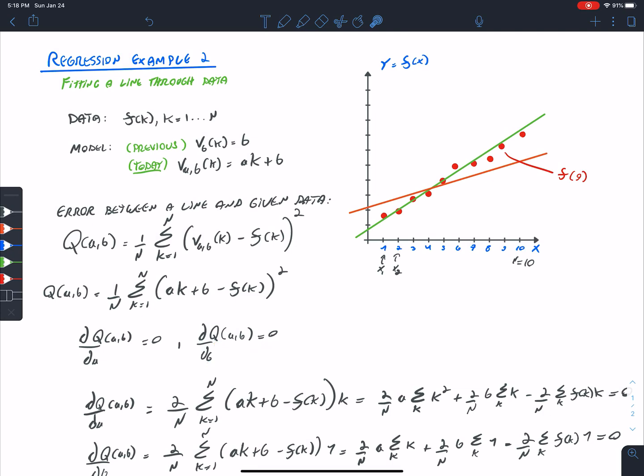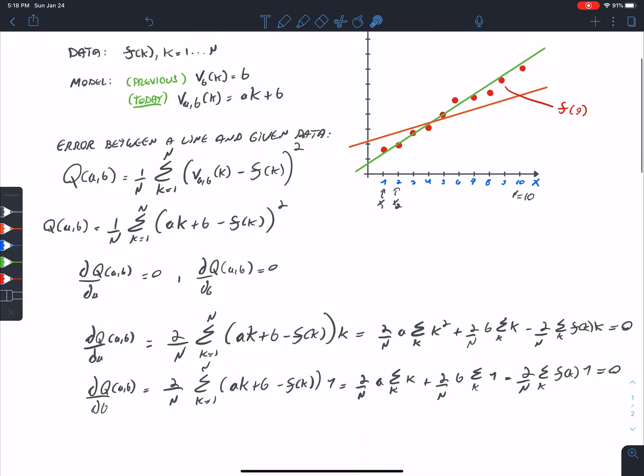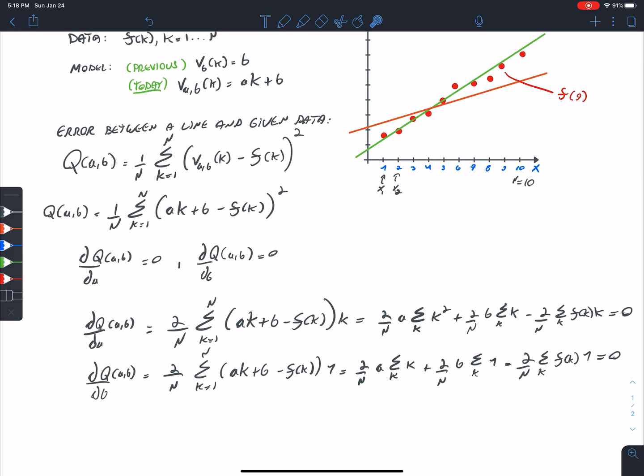And because this is a linear model in a sense that we'll discuss in a later video, when we compute the partial derivatives and set them to 0, we'll end up with a linear system of equations, which we can solve numerically using one of the methods that we discussed, like Gaussian elimination. So let's go ahead and compute the partial derivative of q with respect to a.